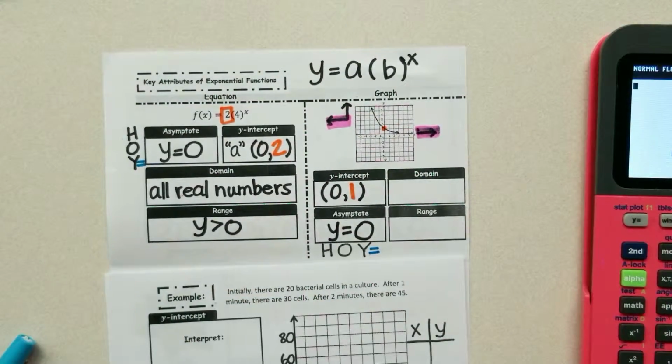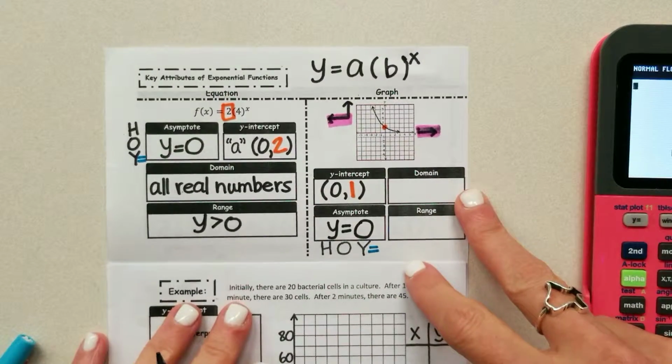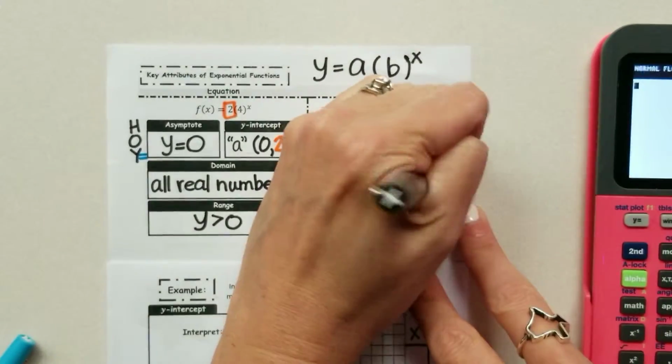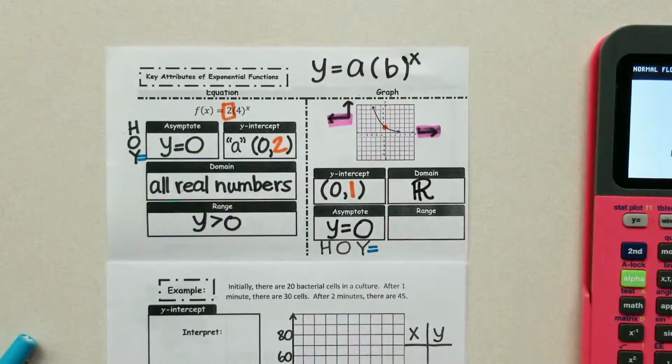And if it goes forever to the left and forever to the right and it never skips any x values, they didn't tell us to leave out any, I know that my domain is all real numbers. And so for that, I'm going to write it as the double R.